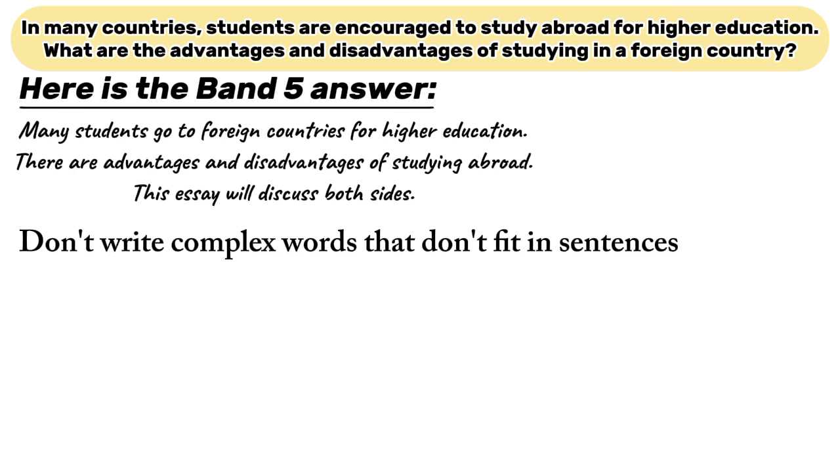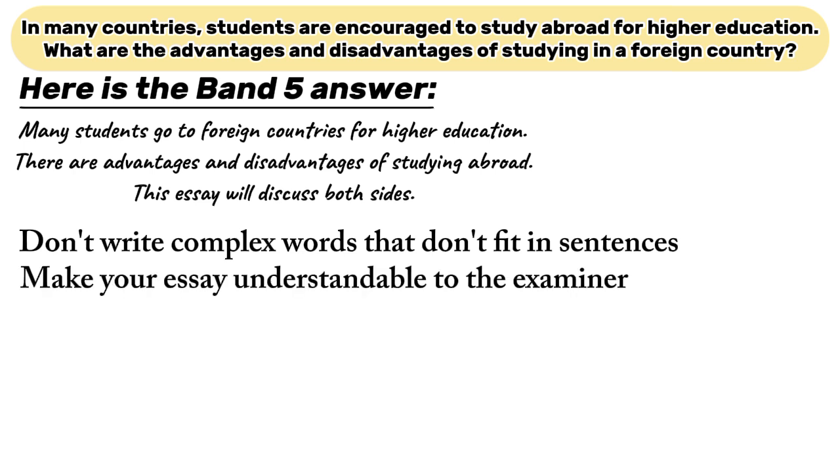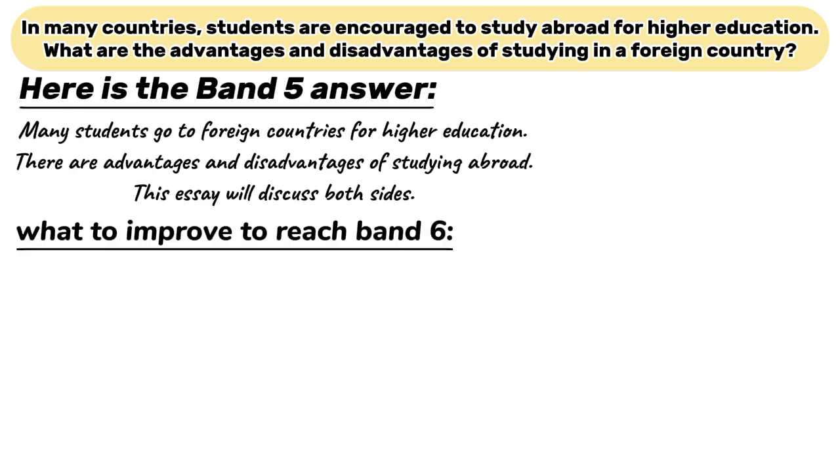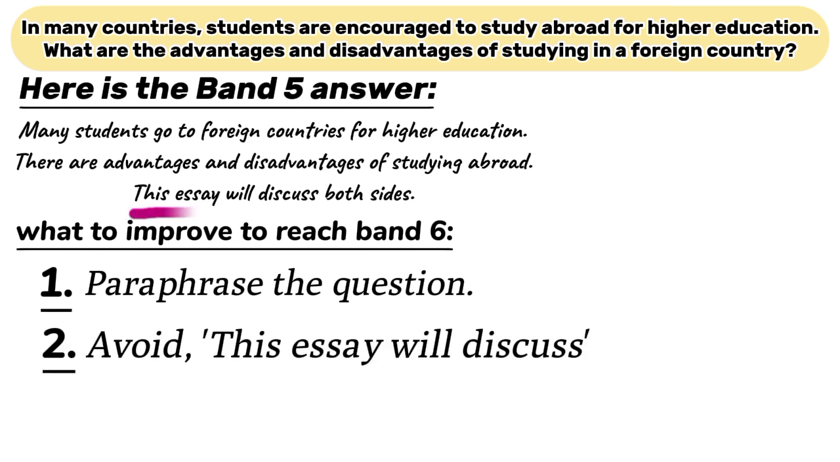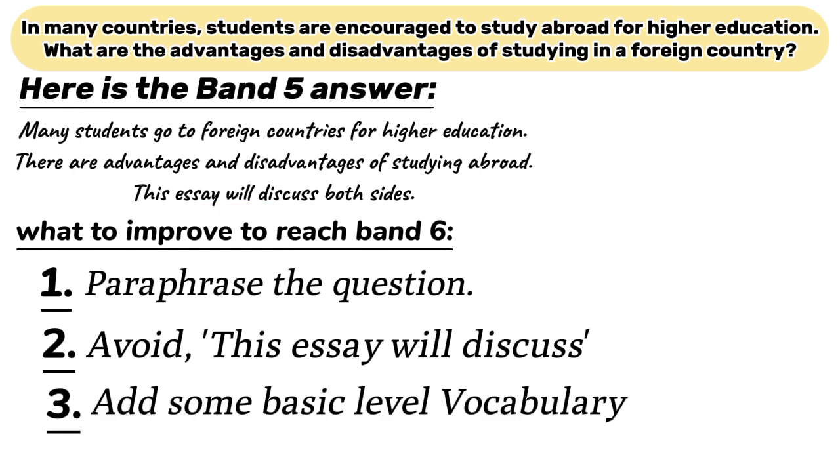You don't need to make your introduction more complex to get a high band score, but you need to make your essay understandable without repeating words. What to improve in this writing to reach Band 6? Number 1. Paraphrase the question. Number 2. Avoid 'This essay will discuss'. Number 3. Add some basic level vocabulary.